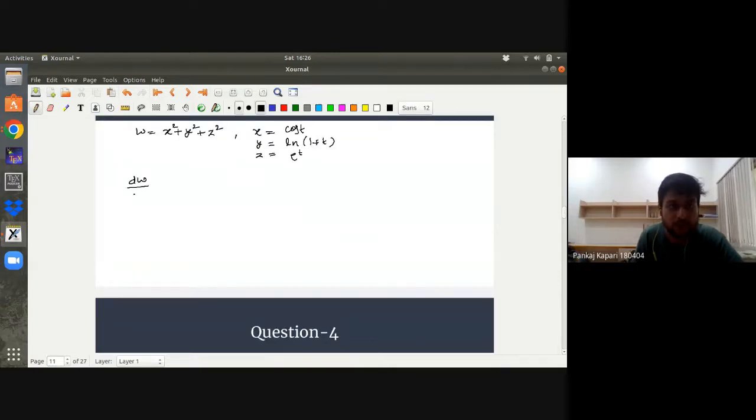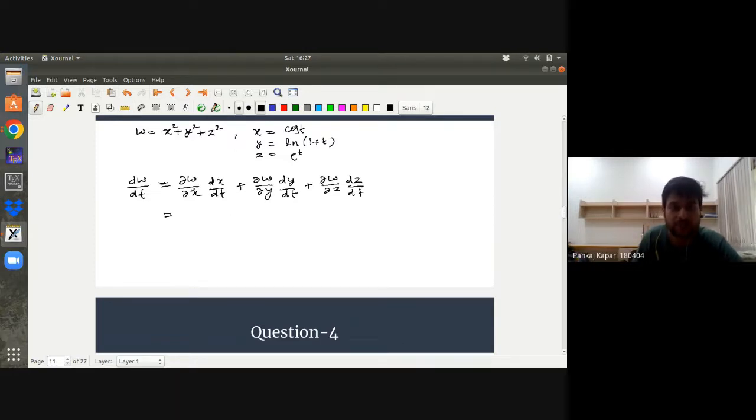So what is dw over dt? We'll just apply the chain rule. The chain rule says that first you differentiate your function with respect to x, and then you differentiate x with respect to t, because x is a function of t. So this becomes the partial derivative of w with respect to x times dx by dt, plus the partial derivative of w with respect to y times dy by dt, plus the partial derivative of w with respect to z times dz by dt.